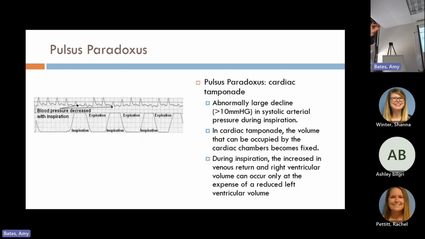The only reason I put this up here is just to show you the advantage of having a line. If you work with art lines a lot, ICU, CVU, there are certain things that your art line waveforms can tell you. It's not just for frequent blood pressures or frequent ABGs. There are actually waveforms that show you if something is happening.